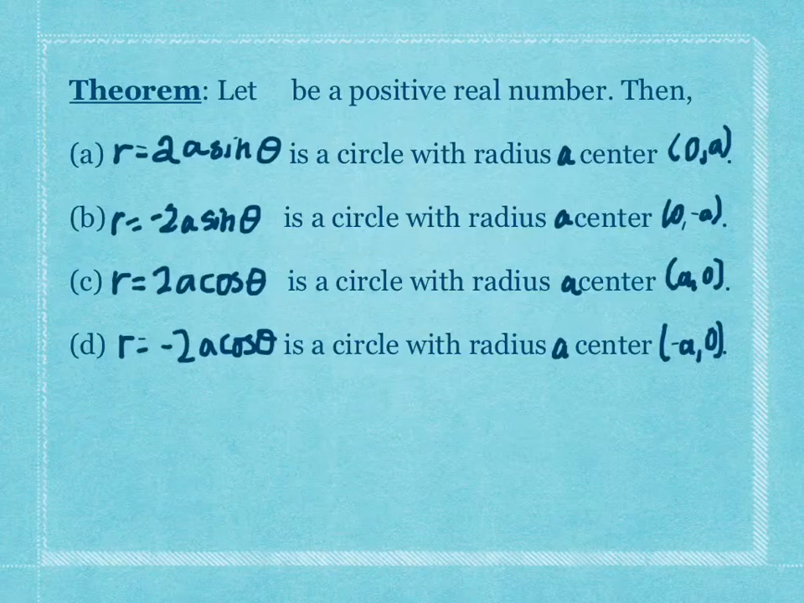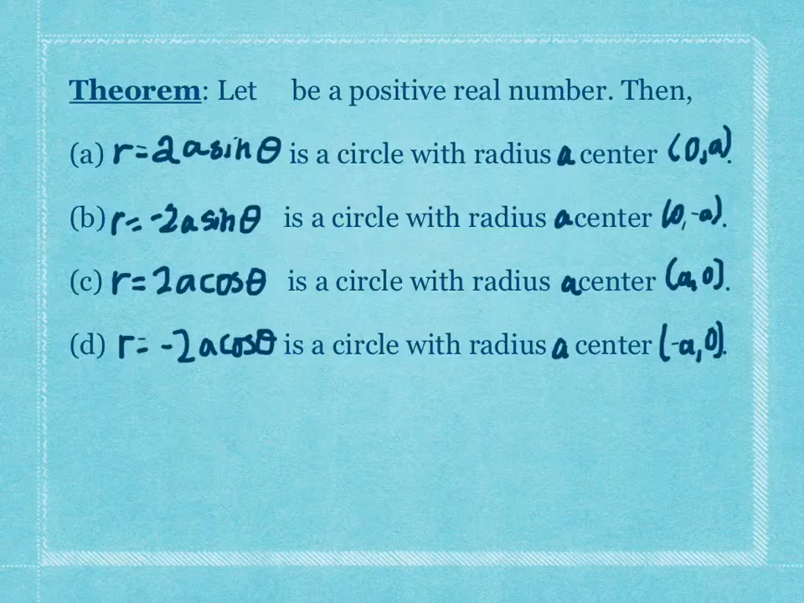All right, here's another theorem. All of these equations are going to look like 2a sine theta, negative 2a sine theta, 2a cosine theta, negative 2a cosine theta.